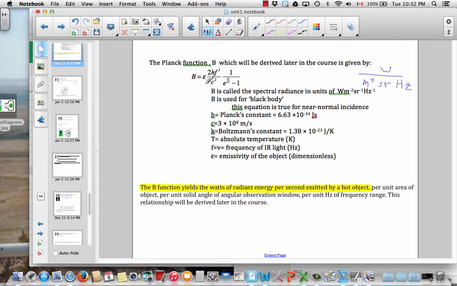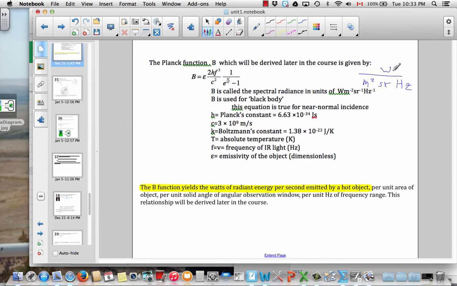Now, there's a number of constants in this expression for the Planck function. Epsilon's the emissivity, more on that later. H is Planck's constant, that comes from quantum mechanics. F is the actual frequency of the infrared light. C is the speed of light. And then down in here, we've got E, the exponential function. And then K is Boltzmann's constant, and more on that later when we look at the ideal gas law. So this is the function that tells us how much energy you get per all of these things.